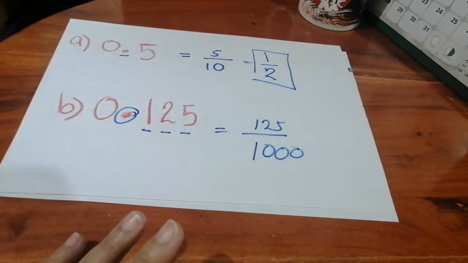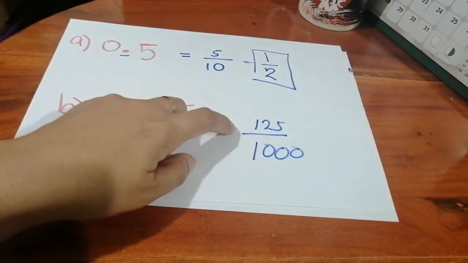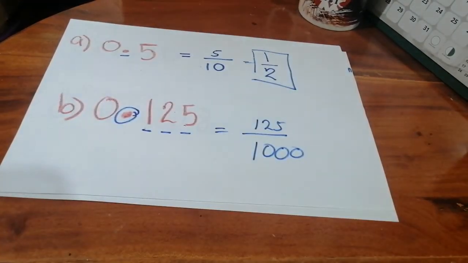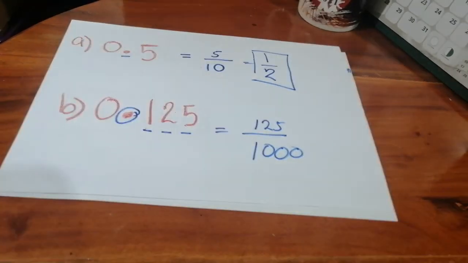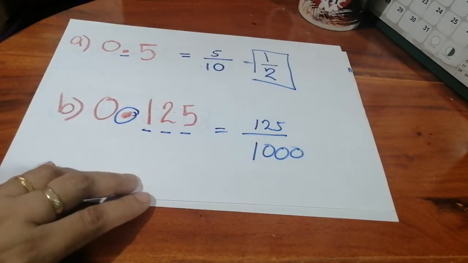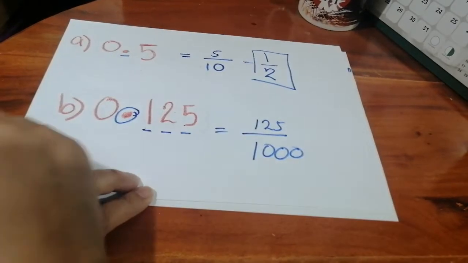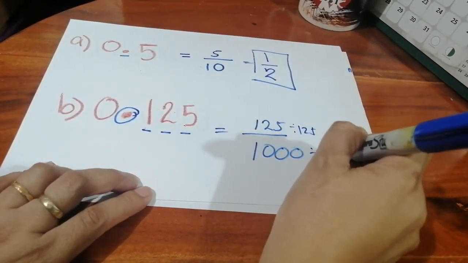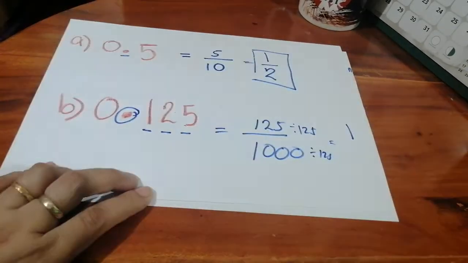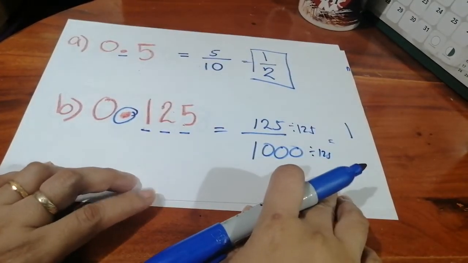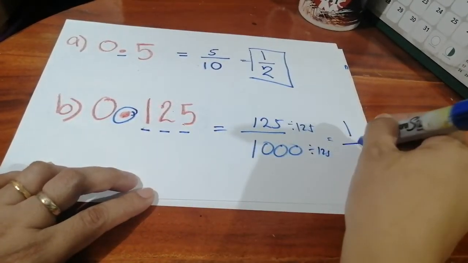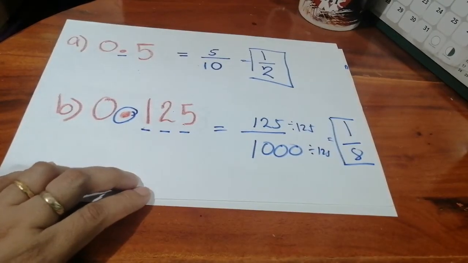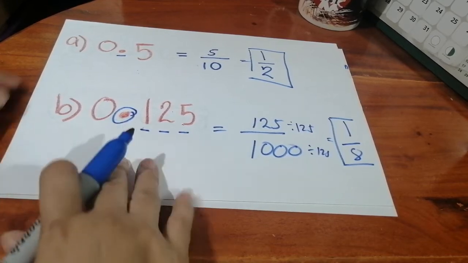And yes, you can still simplify by dividing by the GCF of this fraction, which is 125. Both of them can be divided by 125. 125 divided by 125 is 1. And how many 125s are in 1,000? It's 8. So the final answer here is 1/8. Okay? Next.